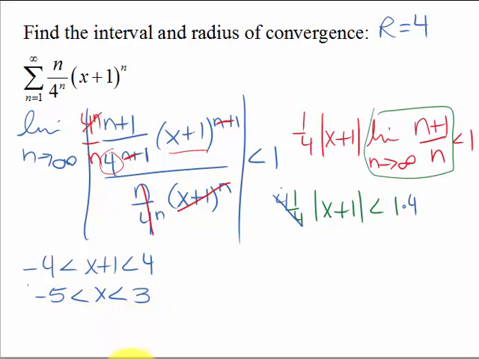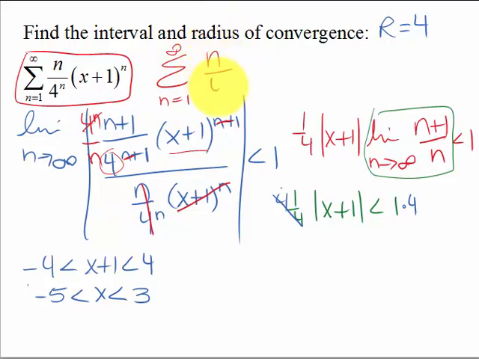So we have our interval, but we need to check the endpoints. So we're going to come back up to our original series, and we're going to first plug in -5. And so if we did that, we would have the sum as n goes from 1 to infinity of n over 4 to the n, and then putting in a -5, -5 plus 1 would be -4 to the n. And so we could separate this out, and we could make it a +4 and take the -1 to the n outside of here, and these would cancel.